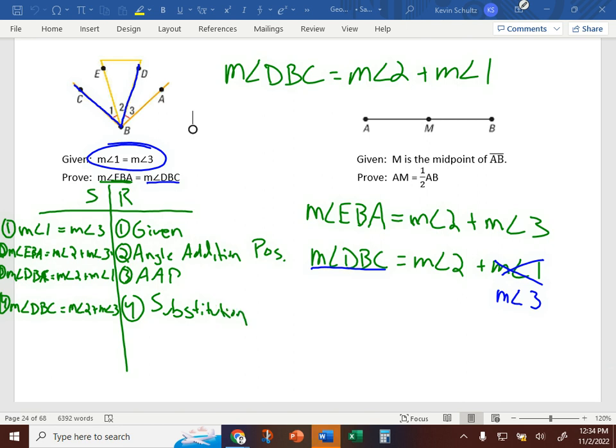Okay? So step 4 is what we're on right now. Step 4 says the measure of angle DBC is equal to the measure of angle 2 plus the measure of angle 3, because we replaced that angle 1 with a congruent value, with an equivalent value, angle 3. So this is what your step 4 statement should say here. Okay? Ellen?